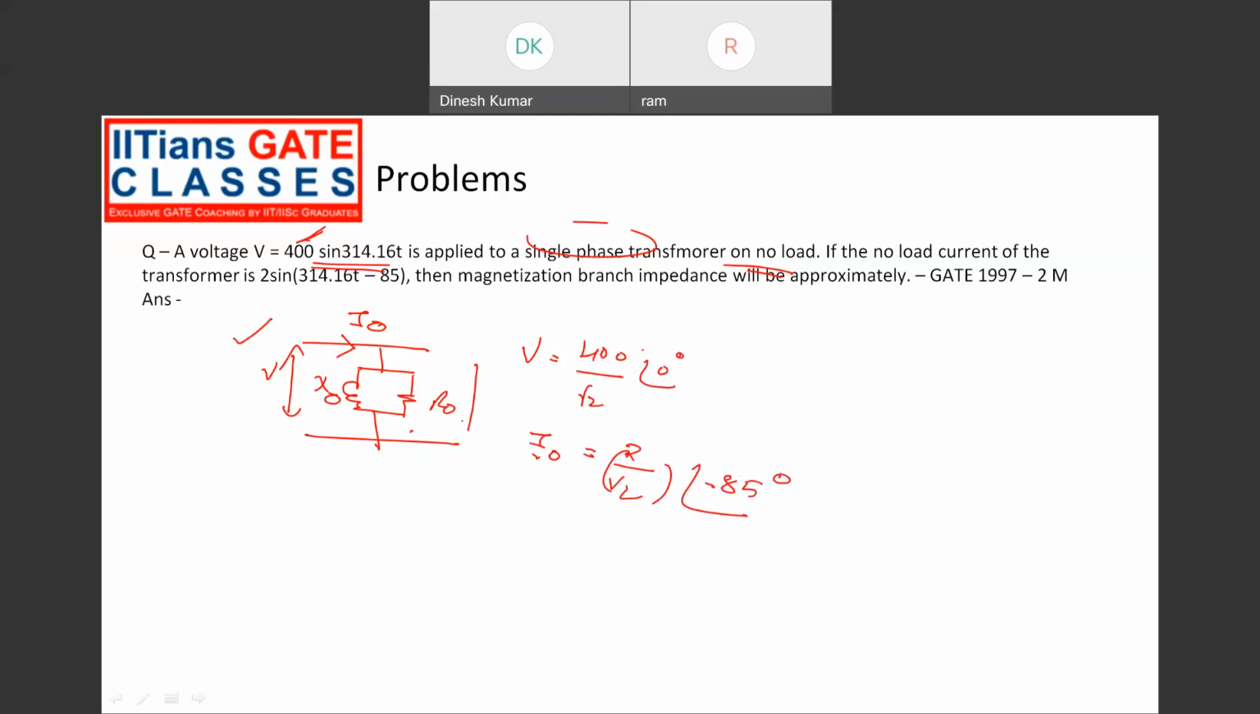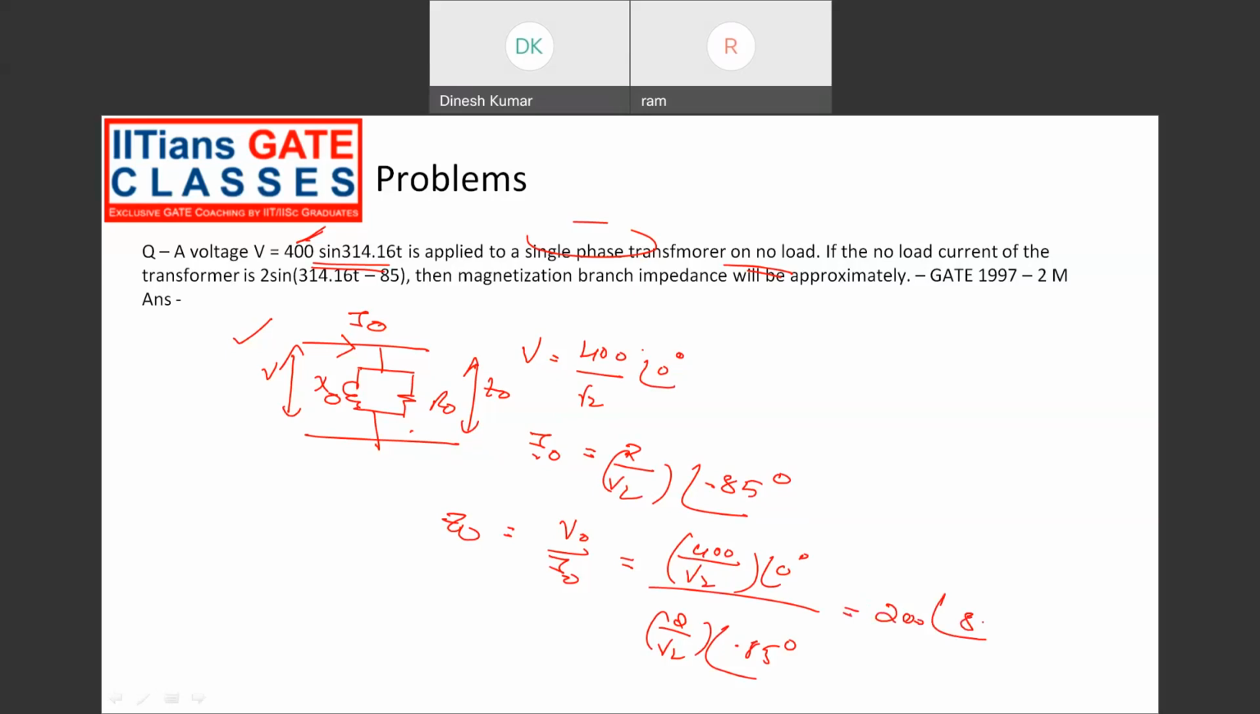Now the impedance Z naught is nothing but the ratio of V naught by I naught. So that is 400 by root 2 angle 0 degrees divided by 2 by root 2 angle minus 85 degrees. So if I solve this, I'll be getting 200 angle 85 degrees.